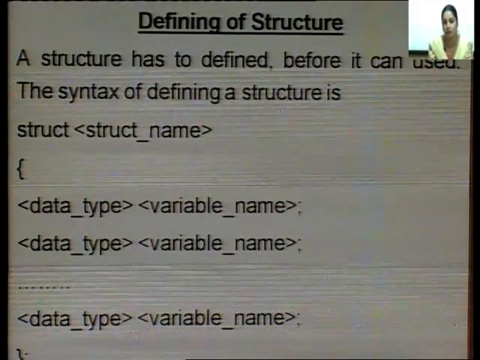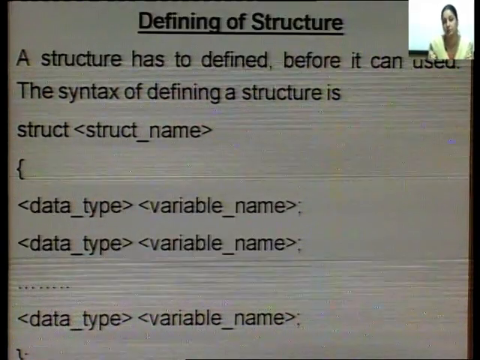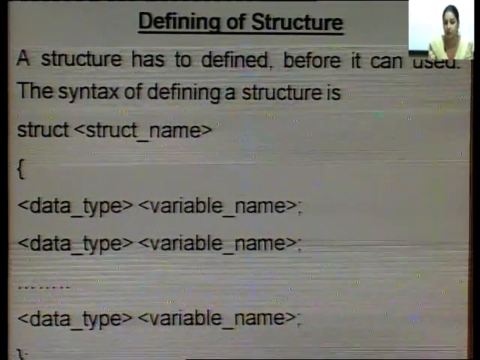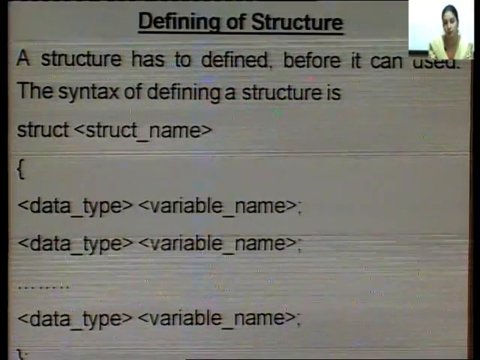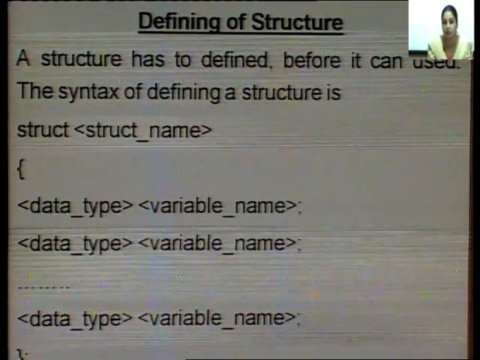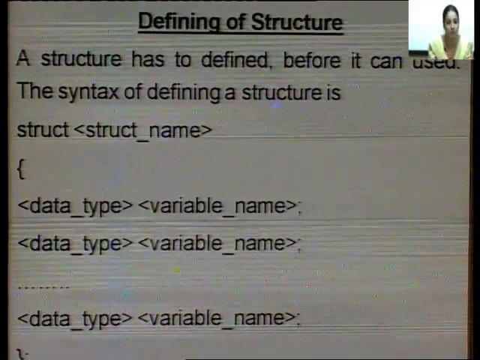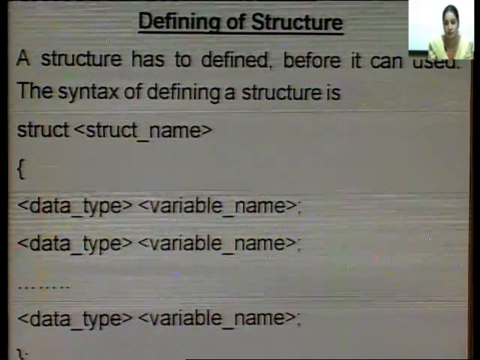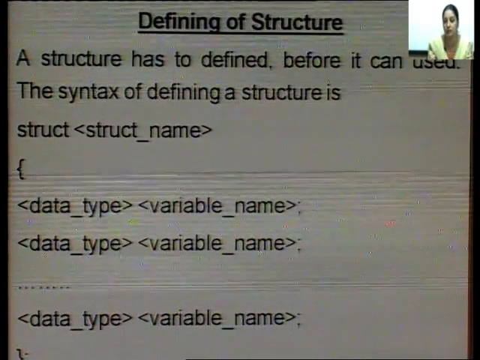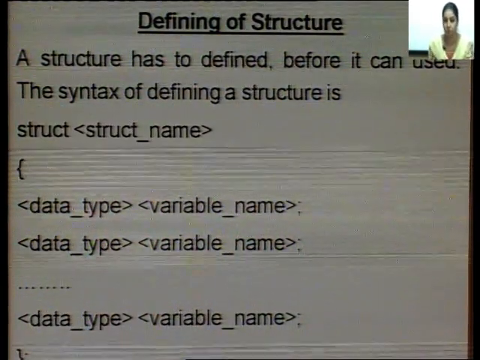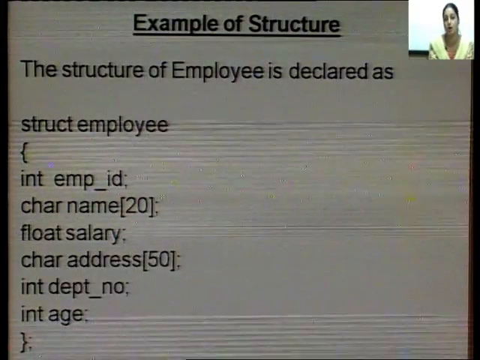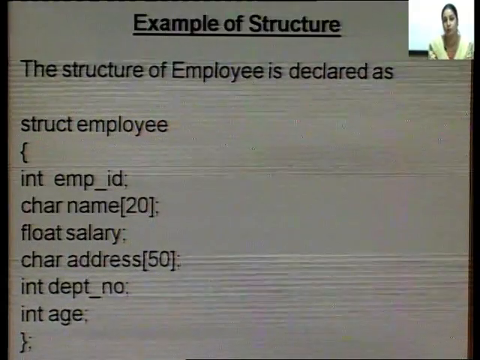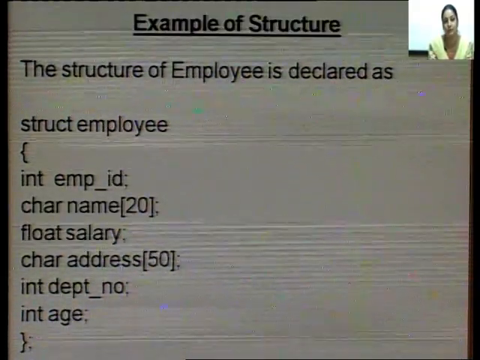After we have given the name, there are curly braces. Inside, the data type is given, then the variable name; a number of data types and variable names are given there. Each ends with a semicolon, then the braces are closed and that is also terminated by a semicolon. Now, with an example, I will show how we can define and declare a structure.